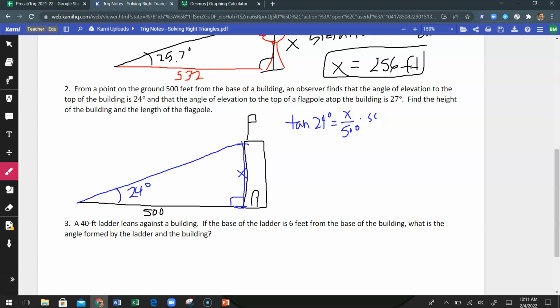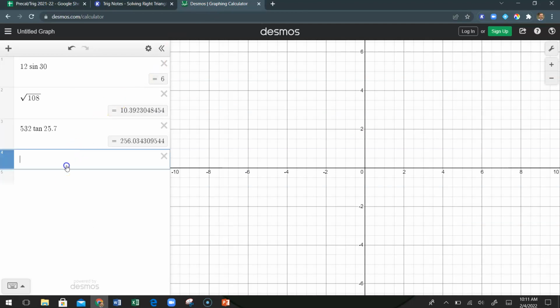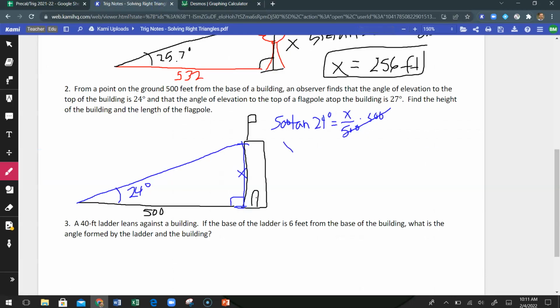I'm going to multiply by 500, and 500 times the tangent of 24 degrees is 222.6. So the height of the building is 222.6 feet.